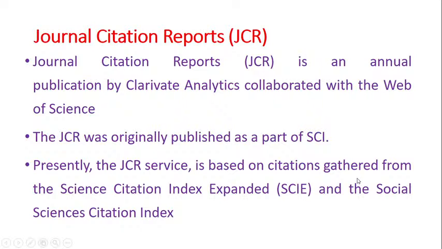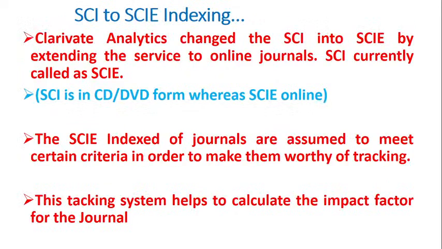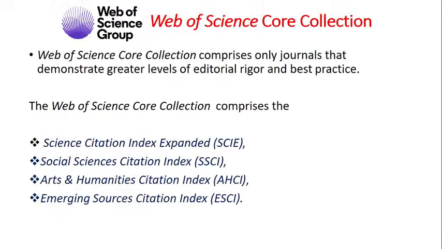Presently, the JCR service is based on the citations gathered from the Science Citation Index Expanded and the Social Science Citation Index. Look at the last paragraph, this is important. Okay, Web of Science indexing: Science Citation Index Expanded, Social Science Citation Index, right? These two have an impact factor. The remaining two have no impact factor. So further, I just want to clarify in this list. Look at that. This is the list. First, these two have an impact factor. These two have no impact factor, right?